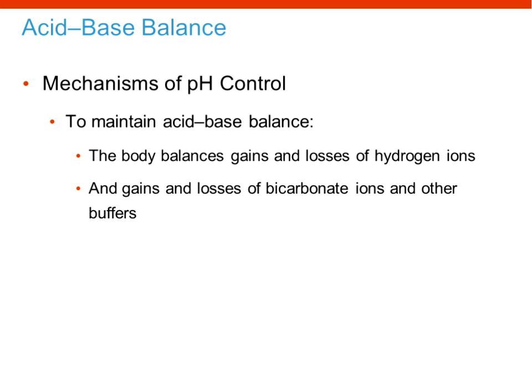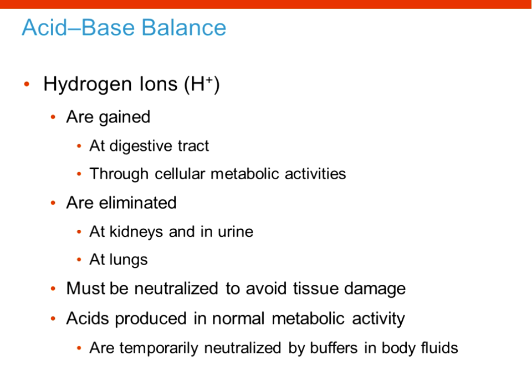Our goal is to have enough bases and enough buffers so we don't see big shifts in pH, and we can mask and bind the excess hydrogen ions until we get to a place where we can secrete them, filtrate them, secrete them into the GI tract, or allow the volatile acid carbon dioxide to leave through the respiratory tract.